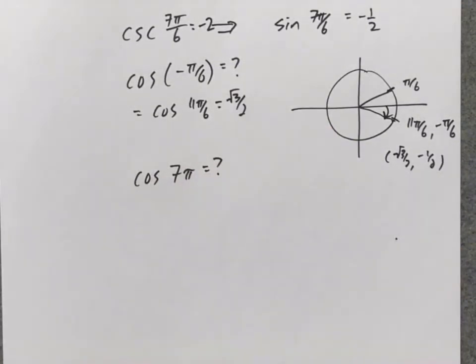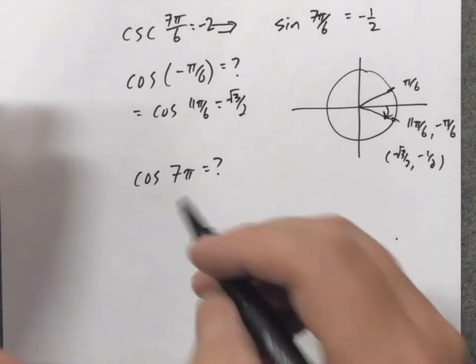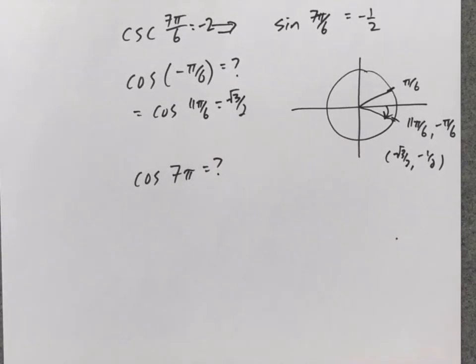Cosine of 7 pi. Once again, 7 pi is not on my unit circle. The unit circle goes from 0 to 2 pi. So what do I do about the angle 7 pi? Well, basically, you try and reduce this angle. It's like coterminal angles until you finally get a coterminal angle that's less than 2 pi.